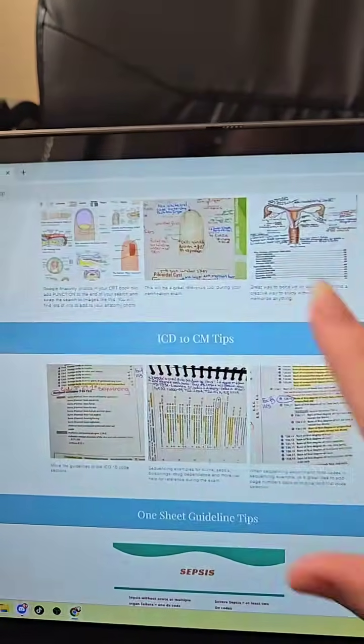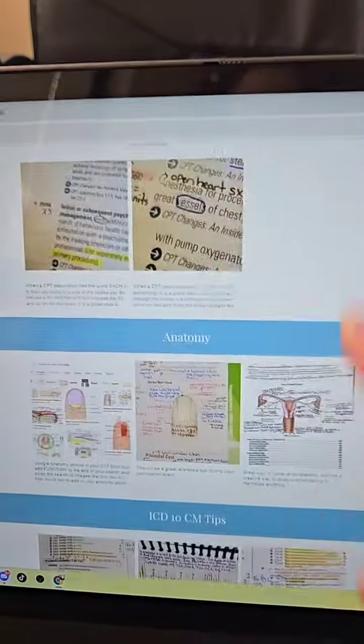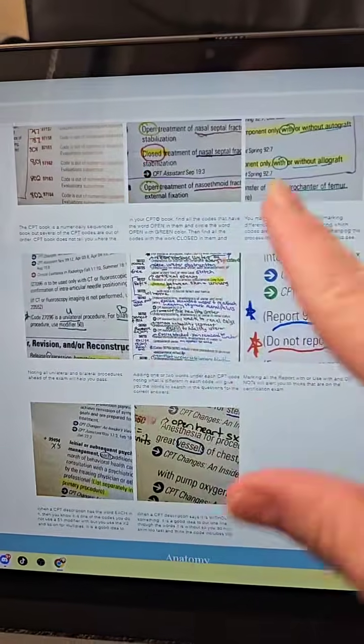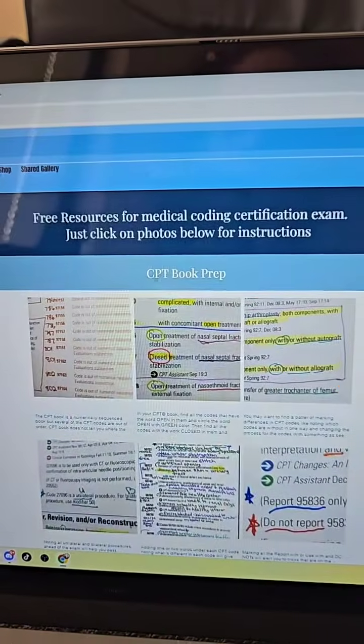But you don't have to purchase anything. I do like to show you how to do it all for free. You can learn how to make your own notes by clicking on these pictures right here, and it tells you exactly what to do, and then you can go do it in your book.